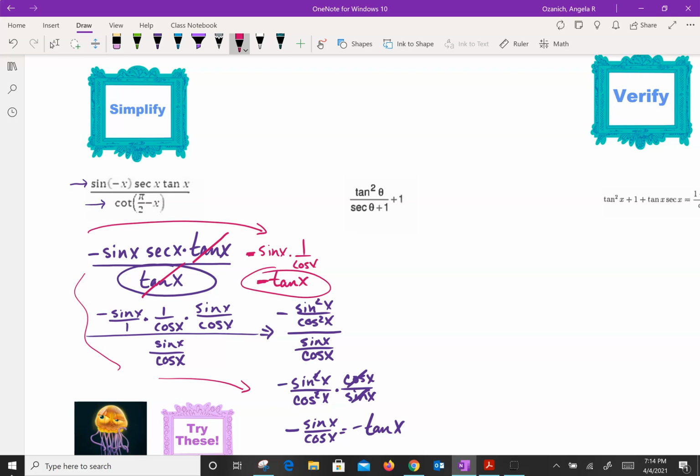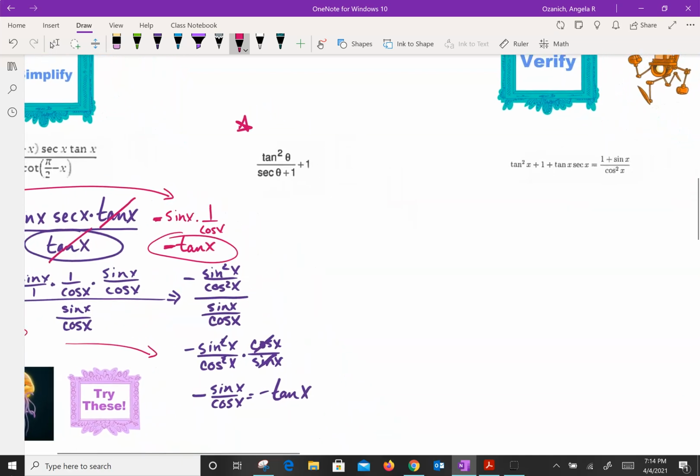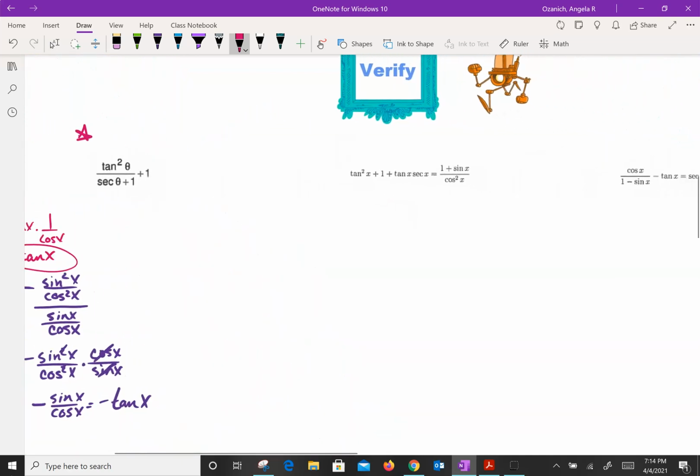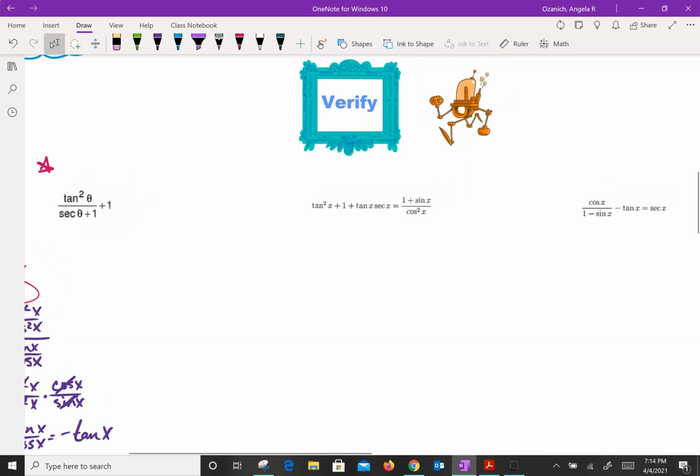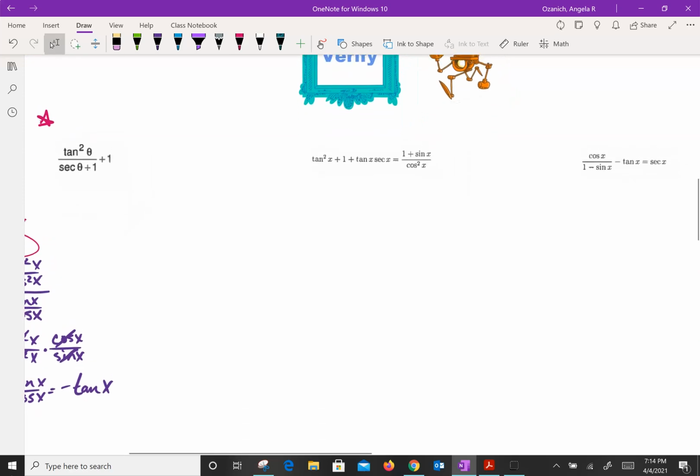All right, so take a minute and try this one right here. Tangent squared over secant of theta plus 1, all right? And all we're doing is simplifying. And remember, simplifying is a little scary because you never know where to stop. Okay, so try this one real quick, and then we'll go to a situation where we actually have a finish line, which I know you guys like. Give that one a shot, and the answer will be up in just a minute.